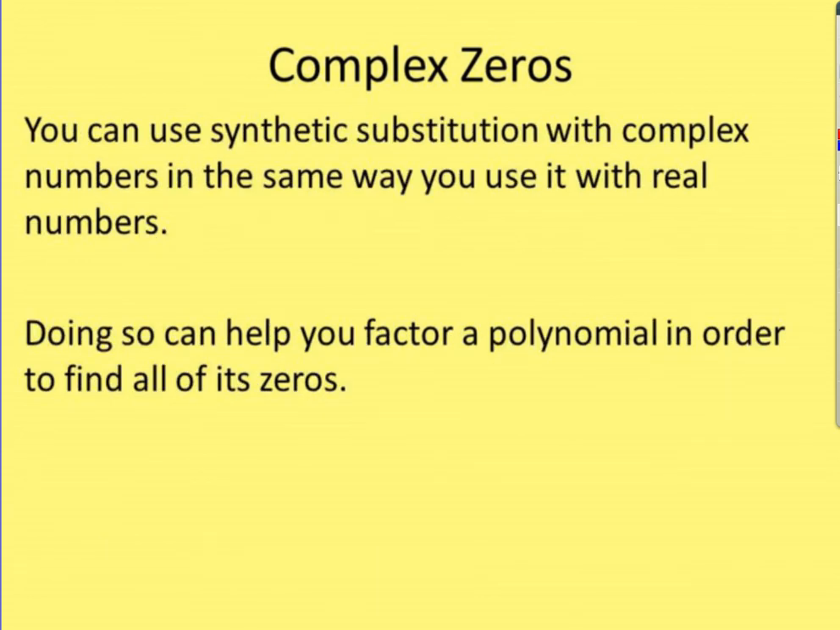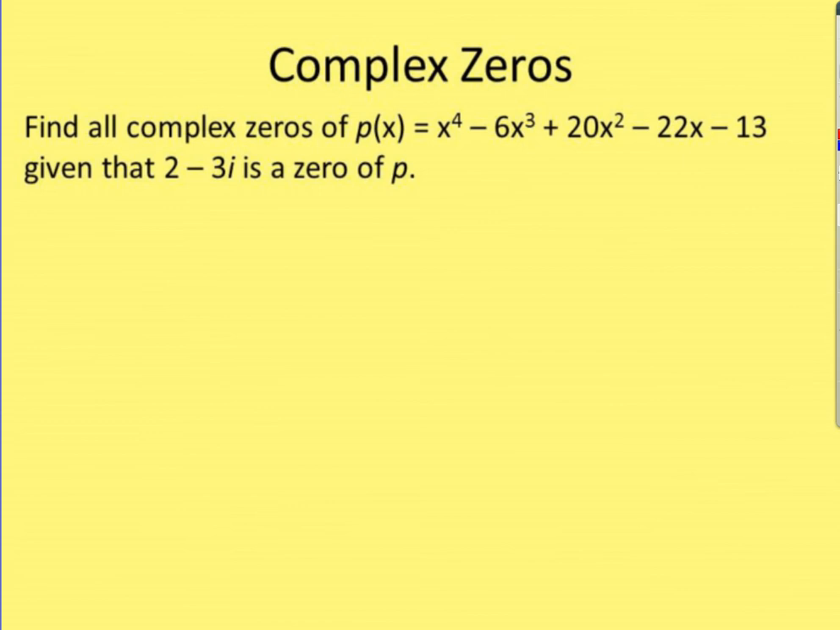When you're dealing with complex zeros, you can use synthetic substitution with complex numbers in the same way you use it with real numbers. Doing so can help you factor a polynomial in order to find all of its zeros. So we need to find all of the complex zeros of the polynomial function x to the 4th minus 6x cubed plus 20x squared minus 22x minus 13. We are given that one of our zeros is 2 minus 3i. Now remember, if we have a 0 of 2 minus 3i, we also have a 0 of 2 plus 3i because it is its complex conjugate. So we're going to start using synthetic division.